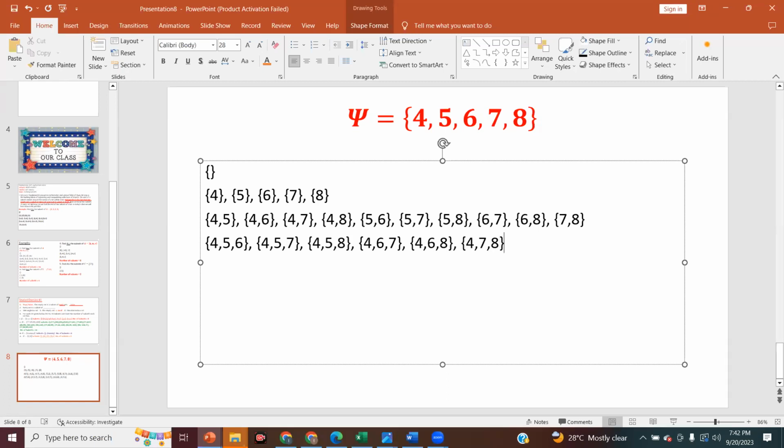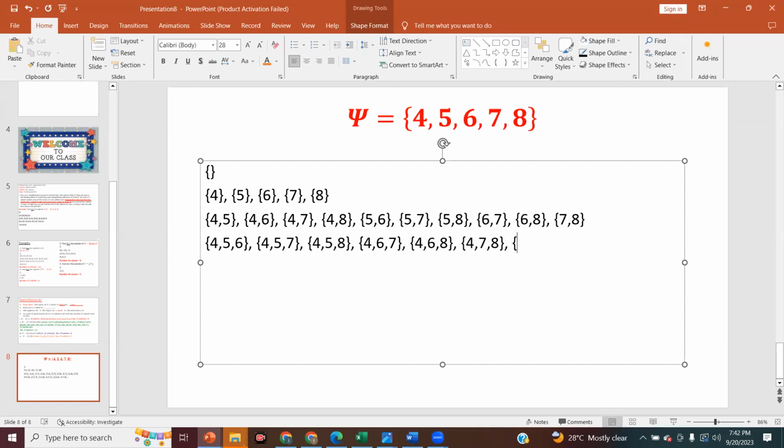And something else we could do with the 4s: 4, 8. If we try to do 4, 8, 5, we have that. If we try to do 4, 8, 6, we have that. Try to do 4, 8, 7, we have that. So now it's time to do everything without 4s.